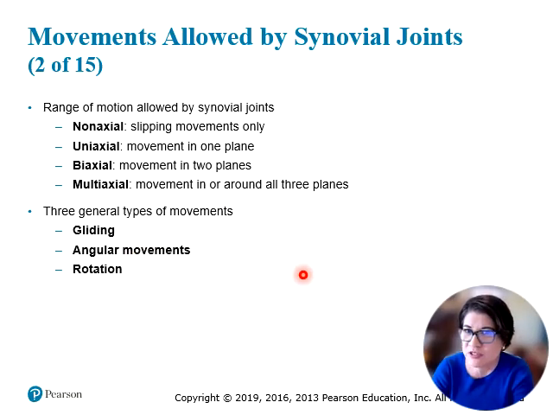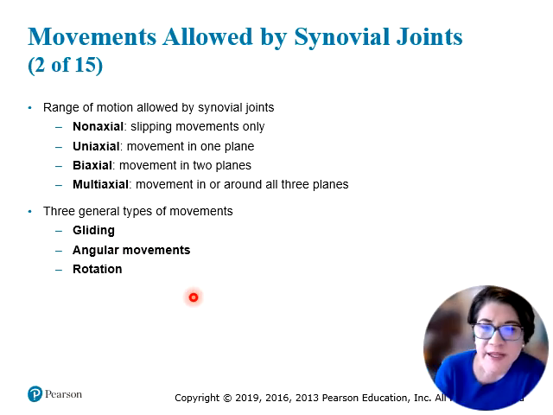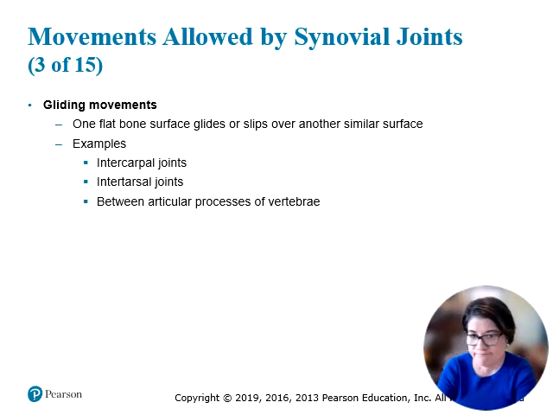There are lots of different ranges of motion with bones, and I definitely want you guys to try these because you'll remember more if you actually do them. There are different types of movement and range of motion. Non-axial is slipping movements. Uniaxial is moving on one plane. That word makes sense. Biaxial is 2 planes. Multi-axial is all 3 planes, like X, Y, Z, all 3 directions. And then the 3 general types of movements are gliding, angular, and rotation.